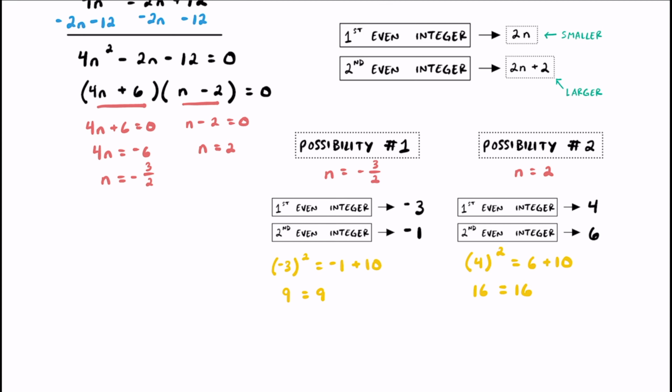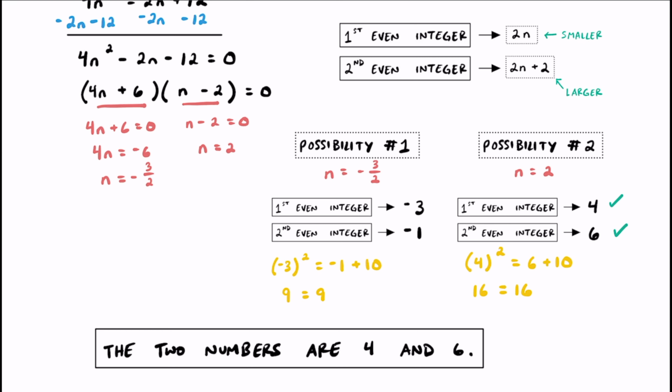So both of these algebraically check out, but we can see that when we're looking for two consecutive even integers, these are two even integers, and they are actually positive, which is what we're looking for. In conclusion, we found out that these two numbers that we're looking for are 4 and 6. So there you have an application word problem where we had to set up a quadratic equation to look for some missing integers.